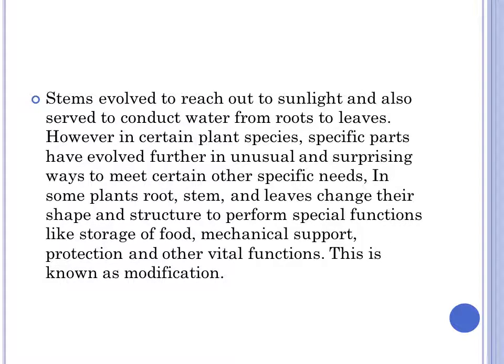Stems evolved to reach out to sunlight and also serve to conduct water from roots to leaves. However, in certain plant species, specific parts have evolved further in unusual and surprising ways to meet certain other specific needs. In some plants, root, stem and leaves change their shape and structure to perform special functions like storage of food, mechanical support, protection and other vital functions. This is known as modification.